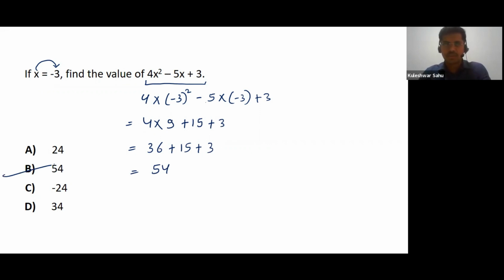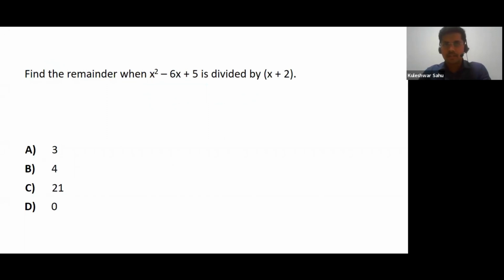Let's move to the next question. Find the remainder when x square minus 6x plus 5 is divided by x plus 2. Now, here comes the division of algebraic expressions. If I'll ask you to divide 20 by, for example, 5, it's very easy, right? But here we need to divide the expression which involves variable. So let's see how it's done.